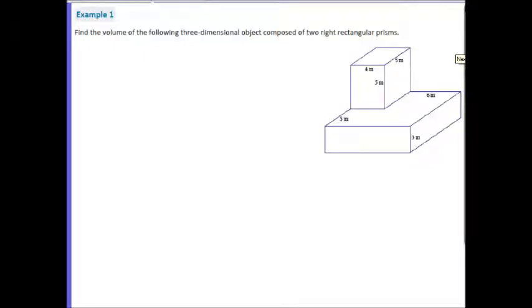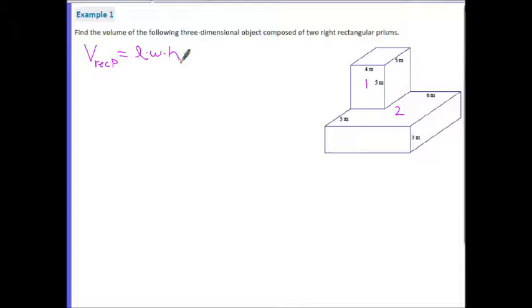Example 1 says, find the volume of the following three-dimensional object composed of two right rectangular prisms. So we have two different right rectangular prisms here, and the approach we want to take is to break them up into two separate right rectangular prisms and find the volume of each. So let's label these 1 and 2. The general formula for the volume of a rectangular prism is given to you on your reference sheet as length times width times height.